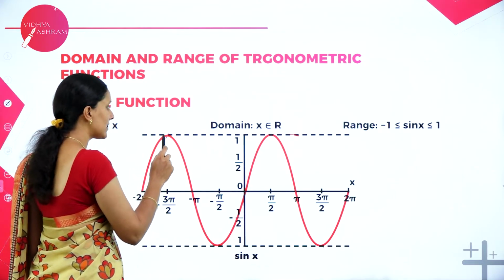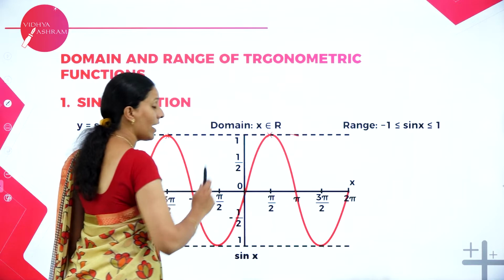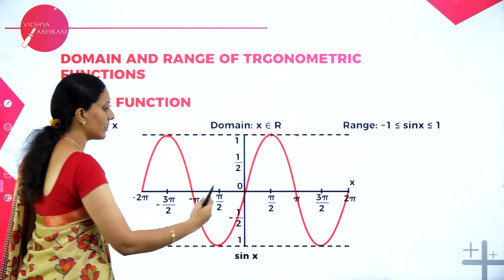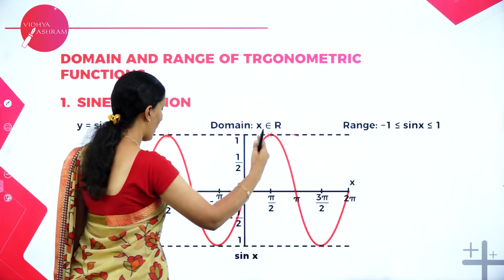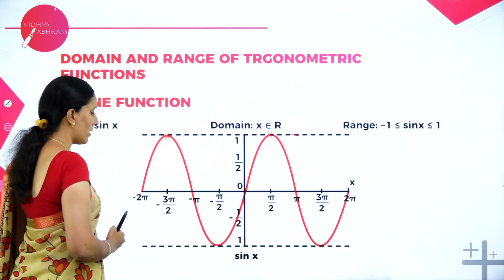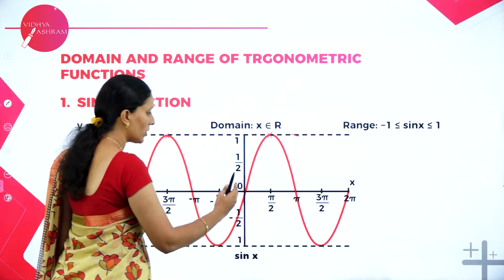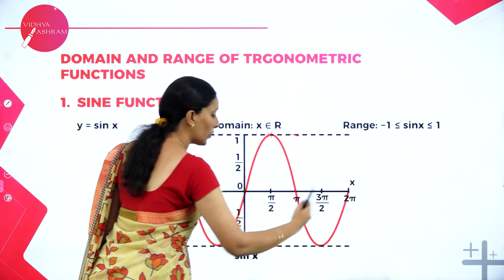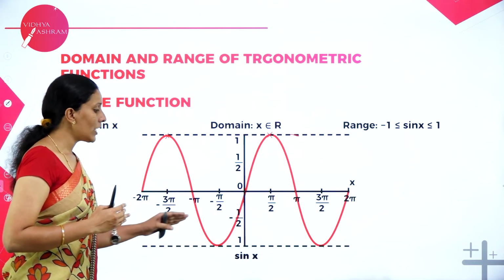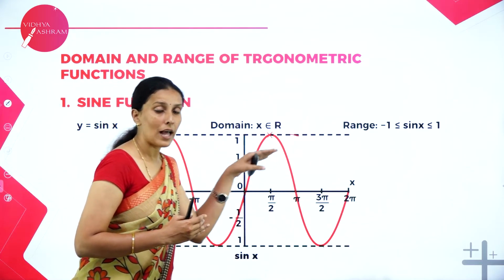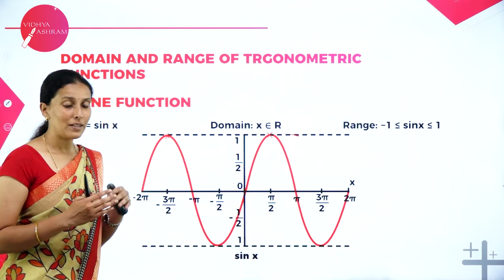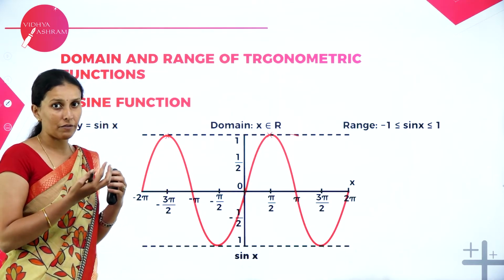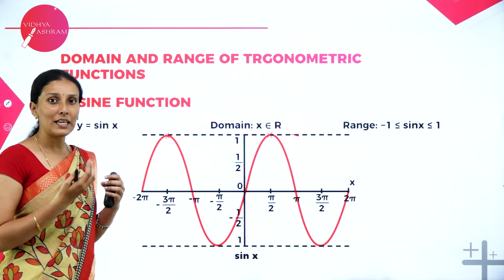It indicates this function has the same value for many different angles. See here, for sine, pi by 2 it is 1, 3 pi by 2 it is 1, 2 pi 0, pi 0, 0, 0, pi 0, 2 pi. Draw any line parallel to the x-axis. You have many intersection points along with the graph. So that means the sine function is a periodic function. The value of the sine function will repeat for many angles.